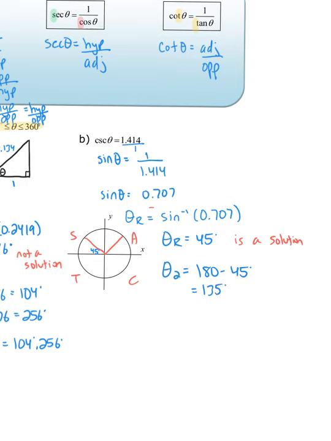So if my interval said all the solutions between 0 and 360, both of these would be a solution. But because we restricted the interval between 90 and 360, this 45 is actually not going to be one of the solutions I list in my final answer. So therefore, my solution is theta is simply 135 degrees.